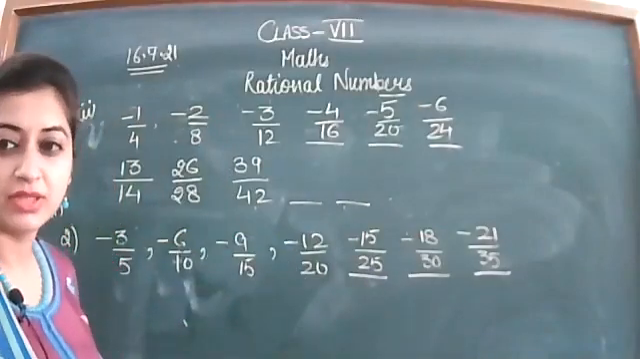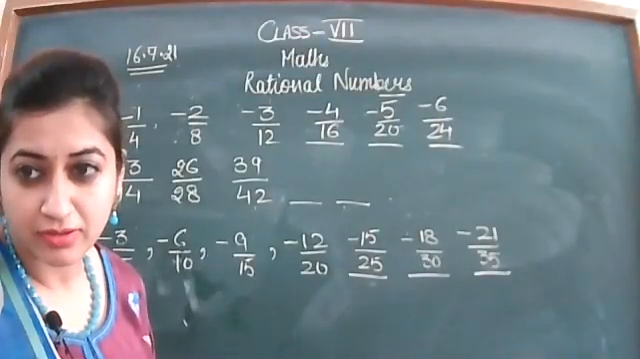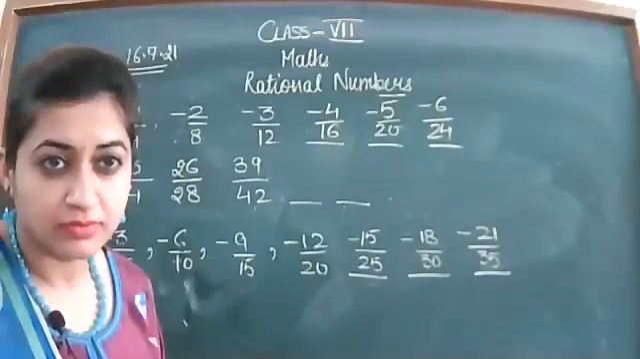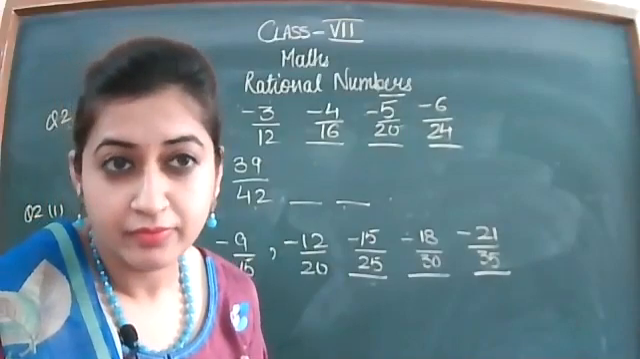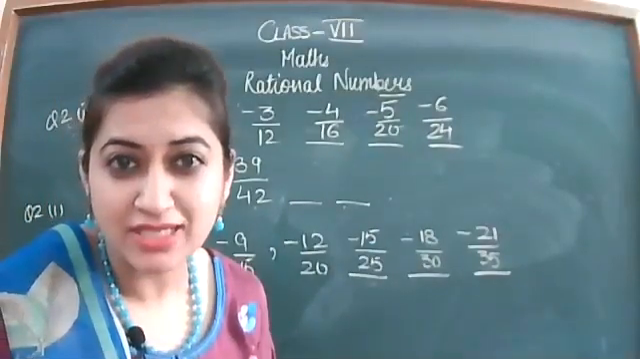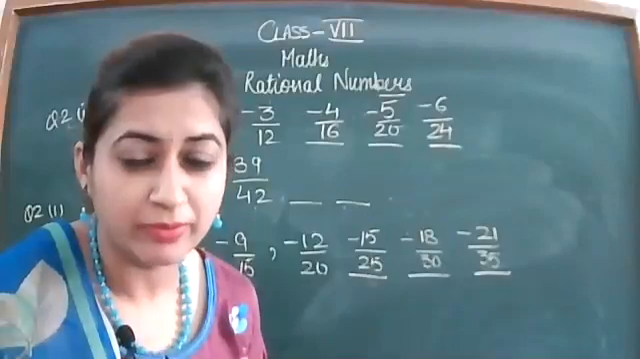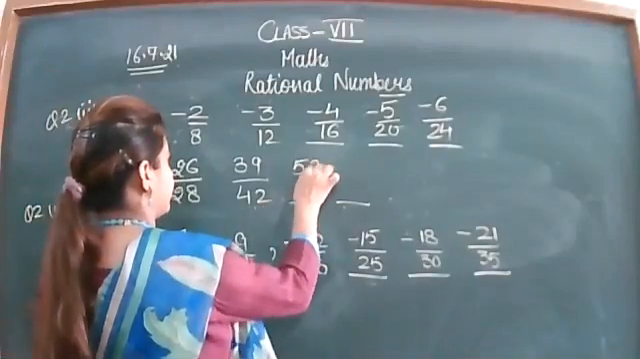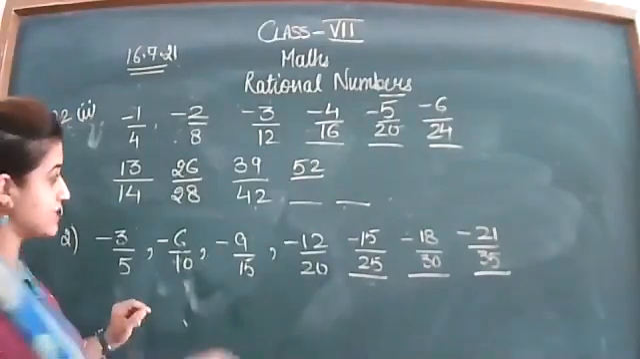Okay. Tarun, can you answer this better? Yes, Tarun. Yes, ma'am. Yes, beta. Anmol, is this? Yes, ma'am. Yes, go ahead, Anmol. Ma'am, 52 over 56. Yes, yes, very good.